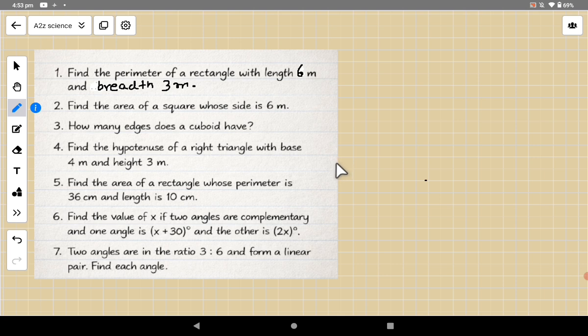Today we are solving some of the very important maths questions for your exam. So watch carefully till the end, because all questions are super easy if you understand the concept. See, here is the first question.